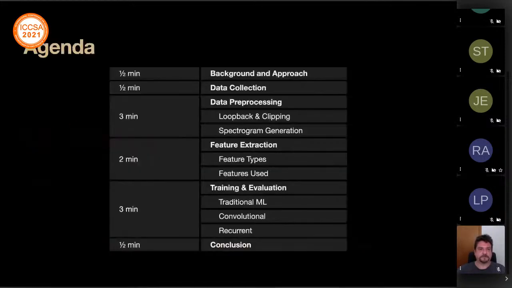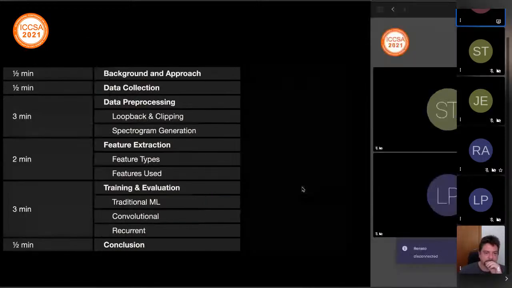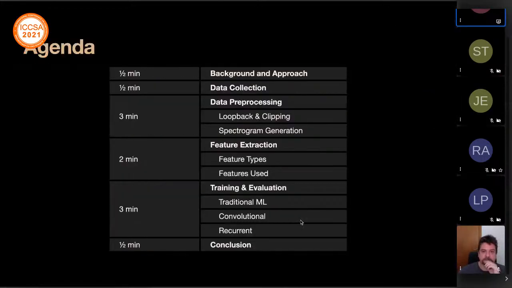First, a quick overview of what I'll cover over the next 10 or so minutes. A background and an introduction to the problem, followed by a description of the basic machine learning pipeline, namely data collection, data processing, and then training and evaluation of the models. And finally, what conclusions we can draw from the results.